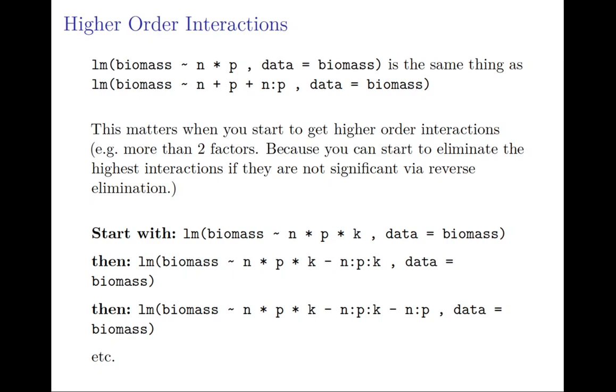So for example, you would start with n times p times k, and then say that 3-way interaction isn't significant. You would go to the next model that's then n times p times k minus that 3-way interaction, which is n colon p colon k. So that would be all interactions including n, p, and k separately, n times p times k, but not that 3-way interaction. And you sort of work your way back from there.